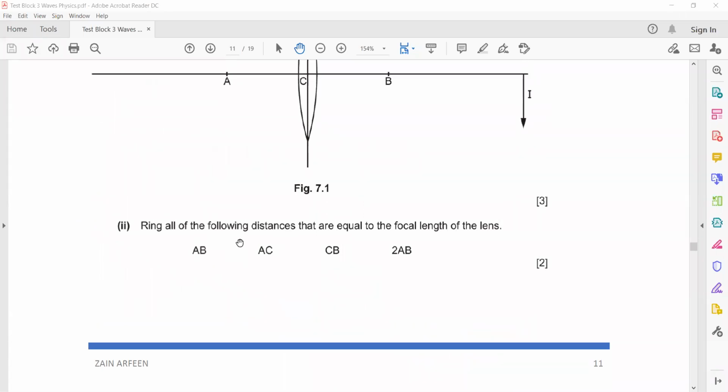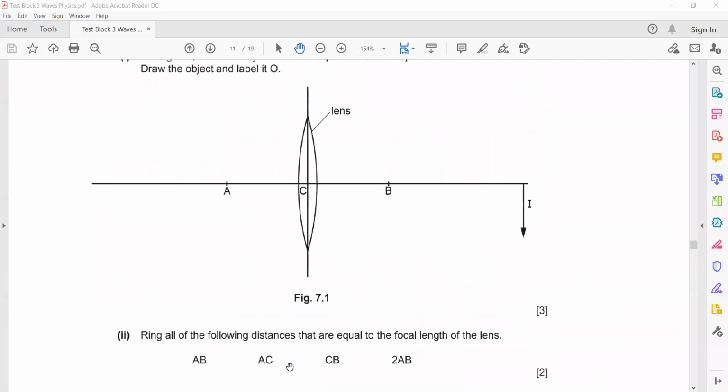Ring all the following distances that are equal to the focal length. So which distances? From A to C and C to B. A to C and C to B are the focal lengths.